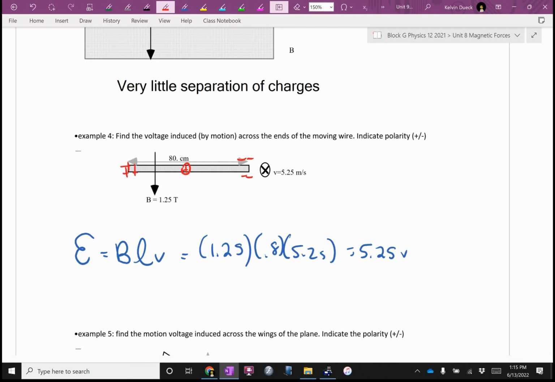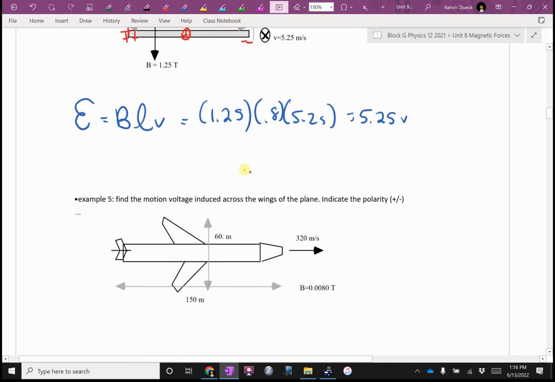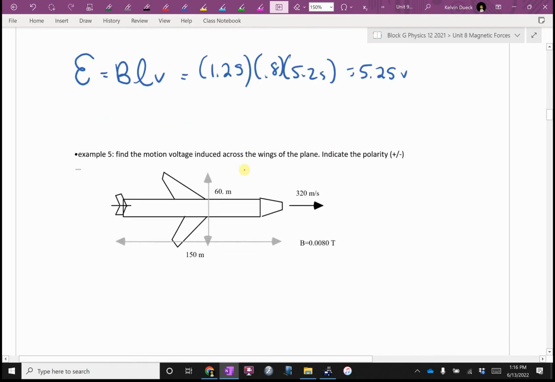It turns out you can capture voltage from an airplane that's moving through Earth's magnetic field. And they do this on jets. The plane is moving at 320 meters per second to the right. They gave me two lengths, the length of the fuselage and the wingspan. Which of those two lengths is perpendicular to the velocity? The 60 or the 150? The 60.